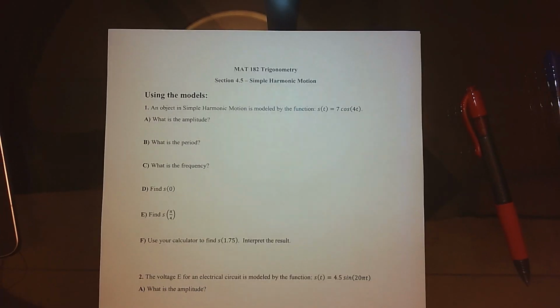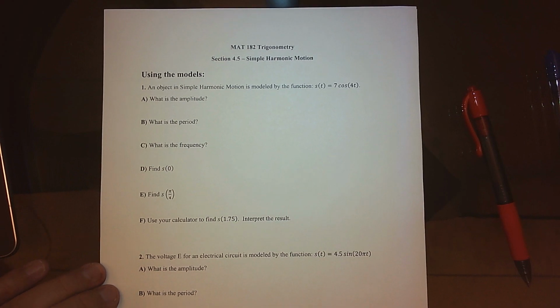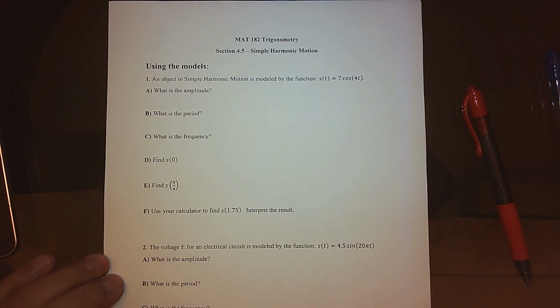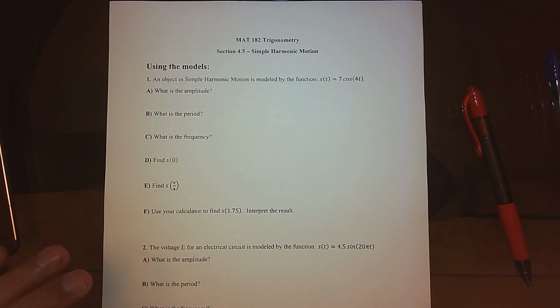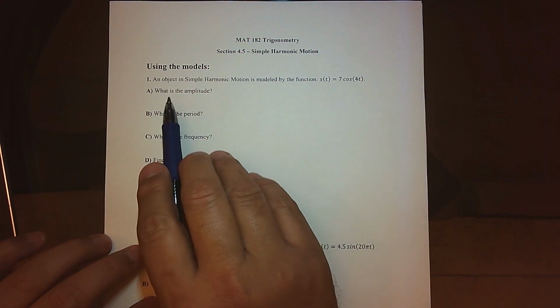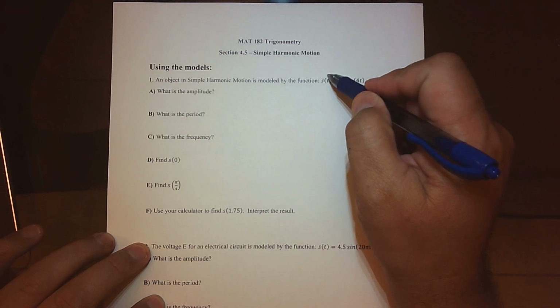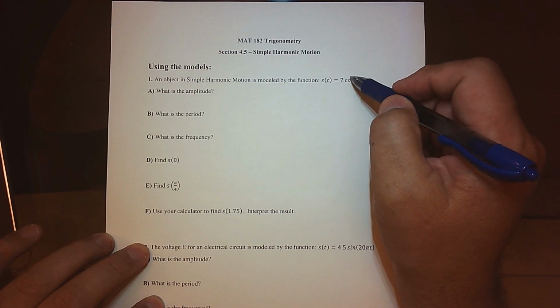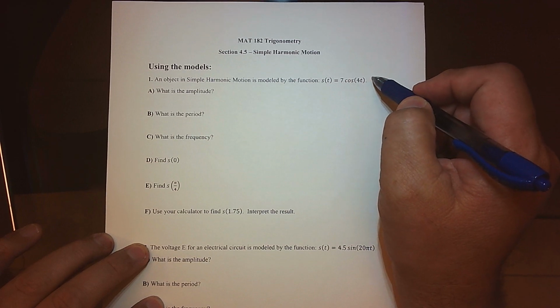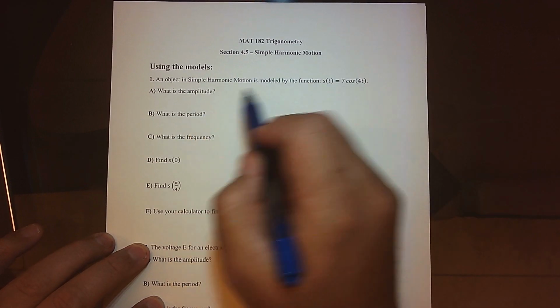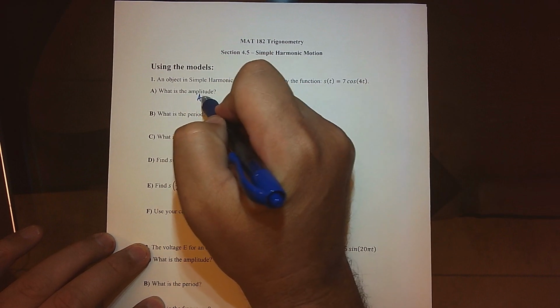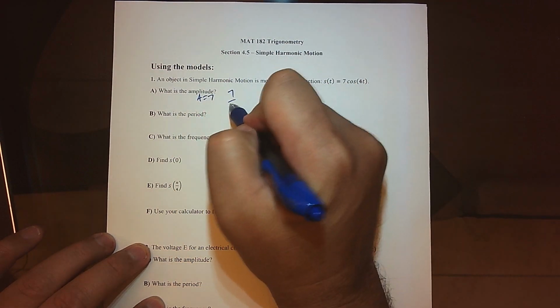Okay, so let's go ahead and do some applications. The first round, I actually give us the function, and we just use that function to answer some questions. So we have an object that's in simple harmonic motion, modeled by the displacement s of t equal to 7 cosine of 4t. The first thing they ask us for is the amplitude. So a is equal to 7, and there's your amplitude.